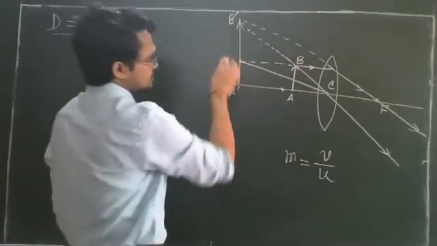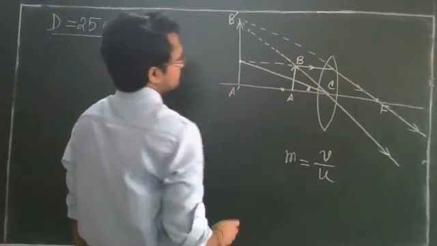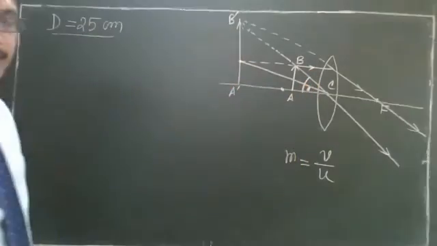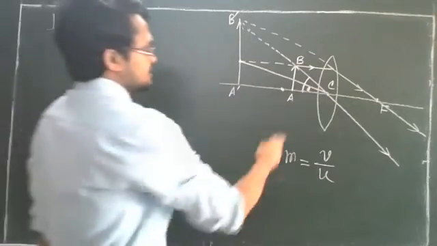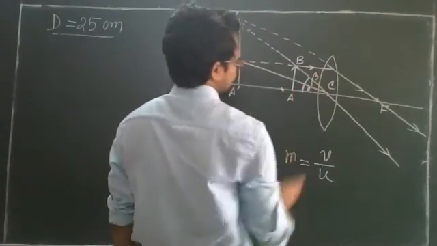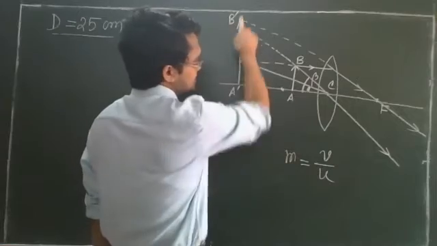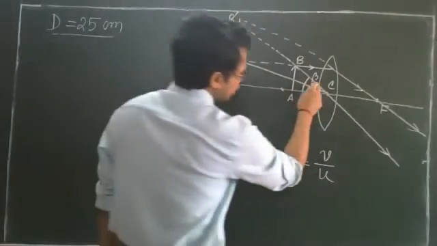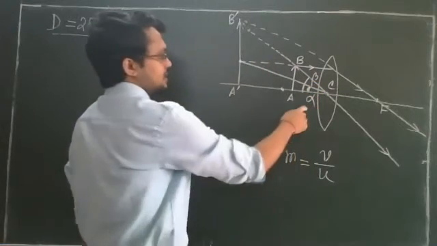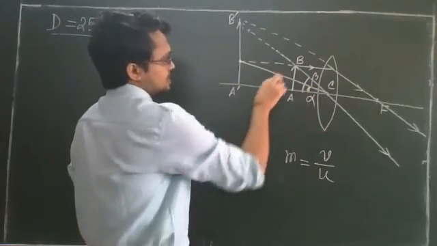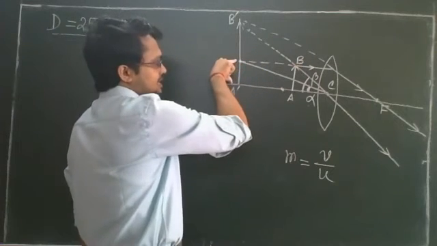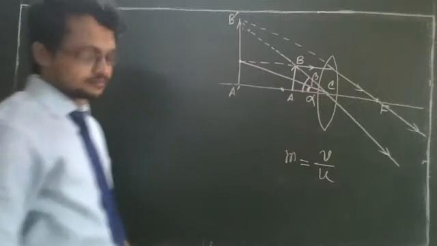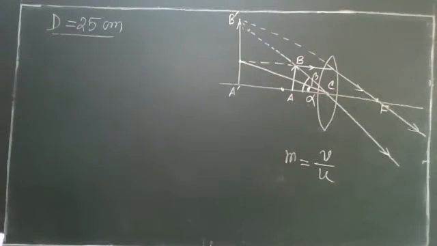Now this one is making one angle, and the image is making an angle at the center of curvature. Understand properly. So this angle I am taking as beta. Beta is the angle made by this image, A prime B prime, at C. And this small angle I am taking as alpha. Alpha is the angle made by the object placed at the image position to the center of curvature. Clear?